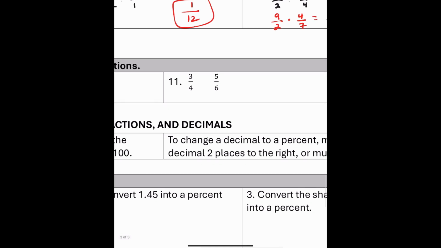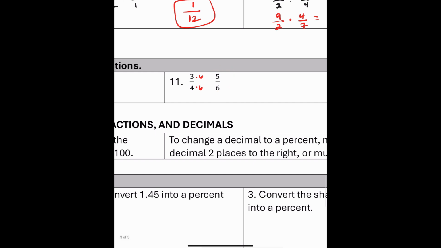Number 11, we have 3 over 4, and 5 over 6. Is 3 over 4 greater than or less than 5 over 6? So let's just find a common denominator. So I'll multiply this bottom by 6 and the top by 6, right? So I'm multiplying by the number in the denominator of the other fraction, okay? So 3 times 6 is 18, and 4 times 6 is 24, all right?